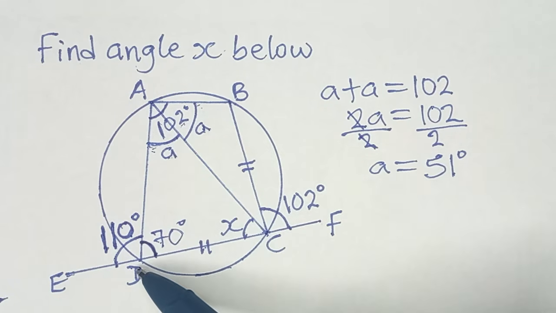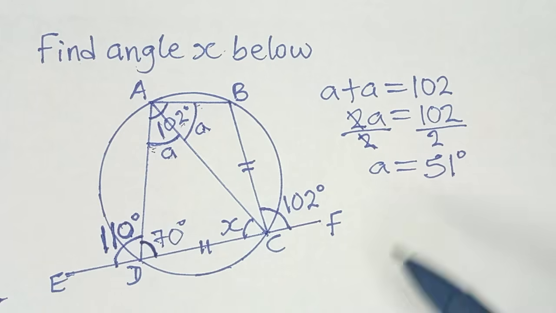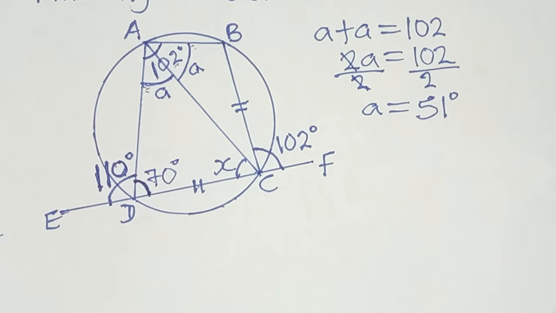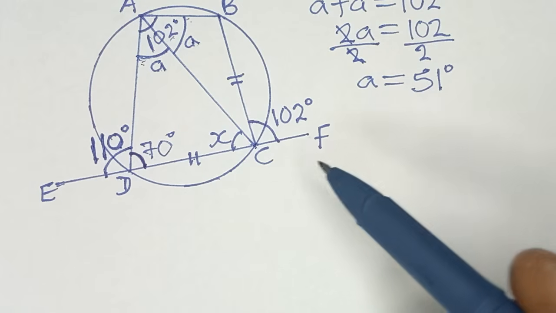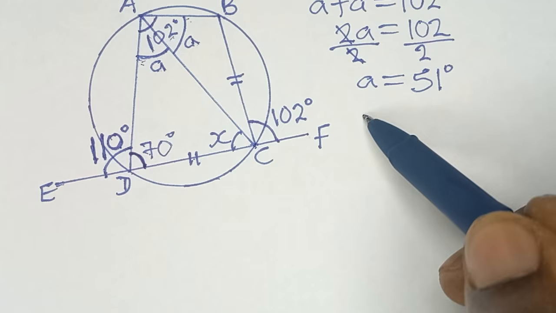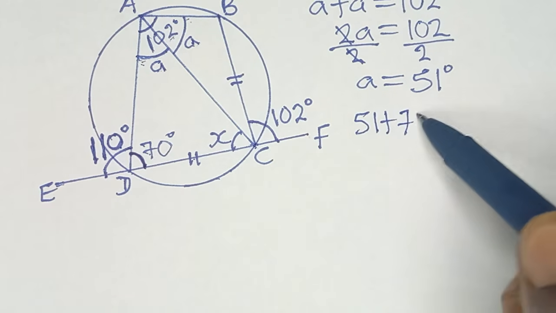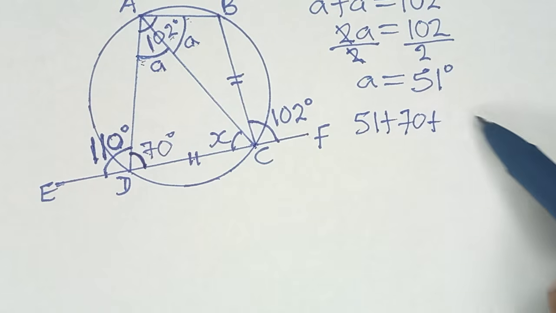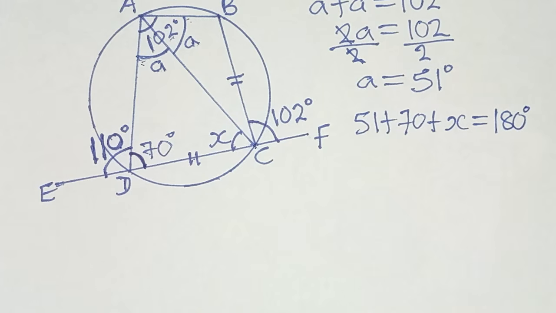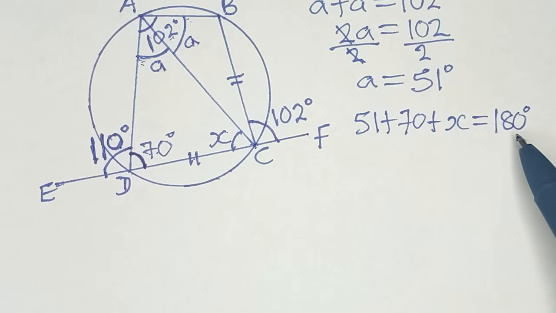Triangle ACD, or you can call it ADC. So this is the triangle I want to make use of now. In that triangle, the sum of angles in a triangle is 180. So you agree with me that this angle A, which is 51, plus this angle here, which is 70, plus x, the third angle, everything should be equal to 180 degrees, because the sum of angles in a triangle is 180.